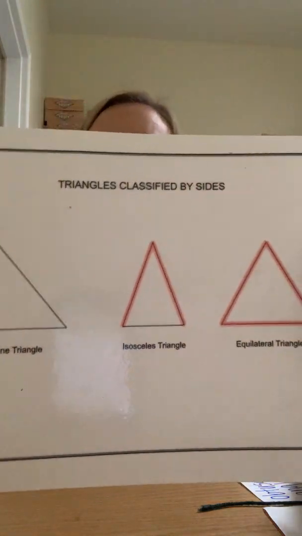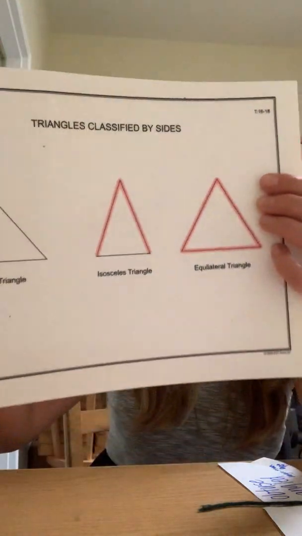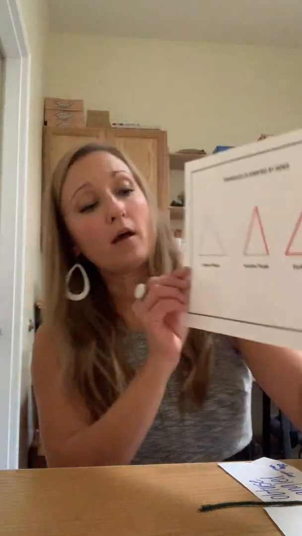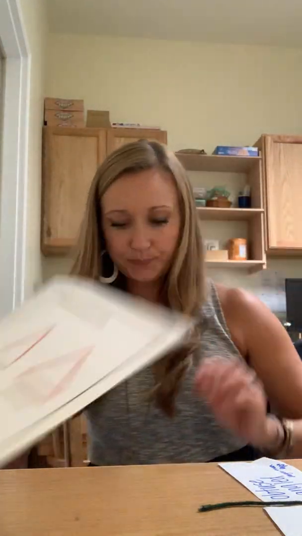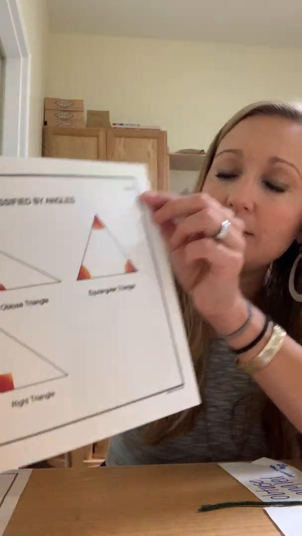So when you're thinking about doing follow-up work for this lesson, you want to think about how can you practice these things. So there are three different types of classifications for angles and three types of classification for sides. I'm going to show you those charts one more time. And these charts will be uploaded to Google Classroom too for you. So this is triangle classifications by side, and this is T16 through 18. So we have scalene, isosceles, equilateral, and then triangles classified by angles. And this one is T19 through 22.